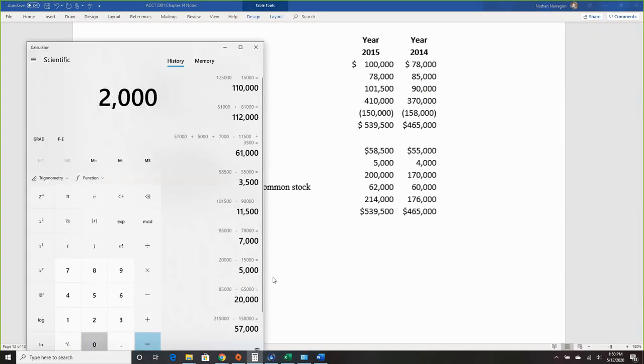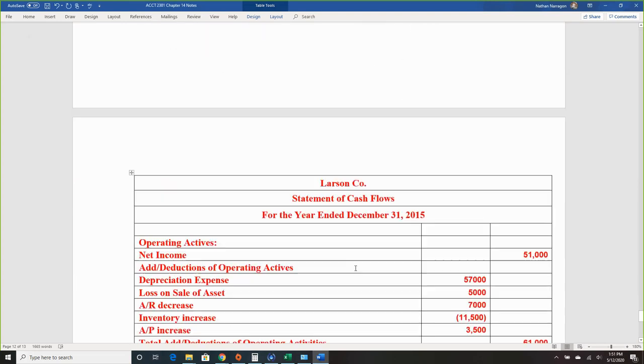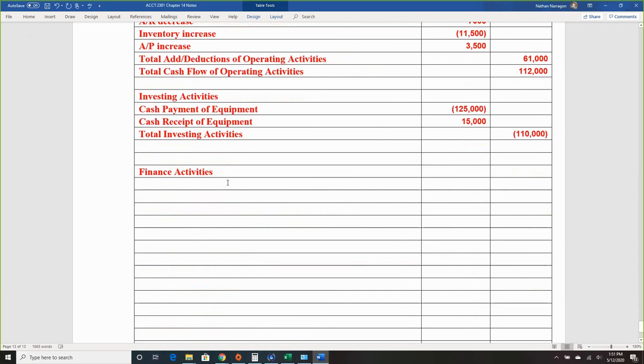But again, we look at a sale of common stock. We also look at the change in paid-in capital, which you can see is obviously a $2,000 increase. So, issue of common stock, you had a gain of $32,000. Okay. Next is payment of dividends.